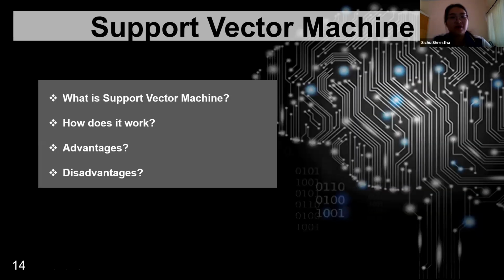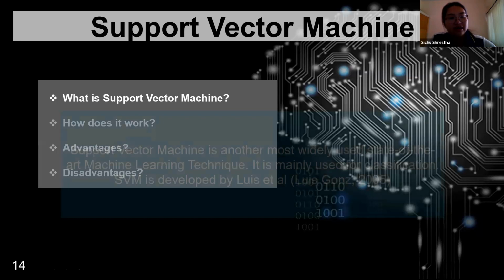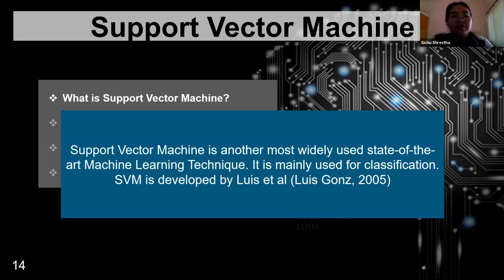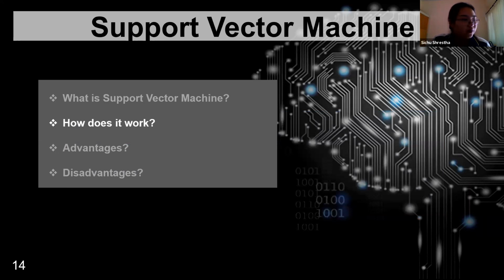And next is support vector machine. What is support vector machine? That is another most widely used state of the art machine learning technique. It is mainly used for classification. And how does it work? I will draw it for you to understand easier.